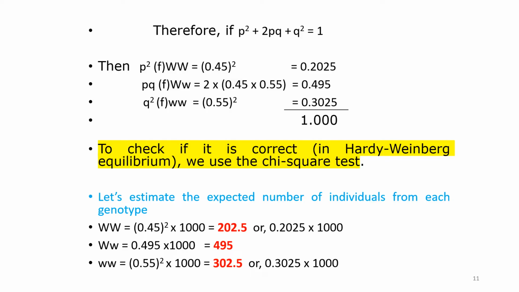So for the WW genotype, 0.45 squared times 1,000 will give us 202.5. For the small ww, 0.55 squared times 1,000 will give us 302.5. For the heterozygote, you recall that is 2pq with 0.495, so multiplied by 1,000 gives 495. The next stage is to bring our values into this table.